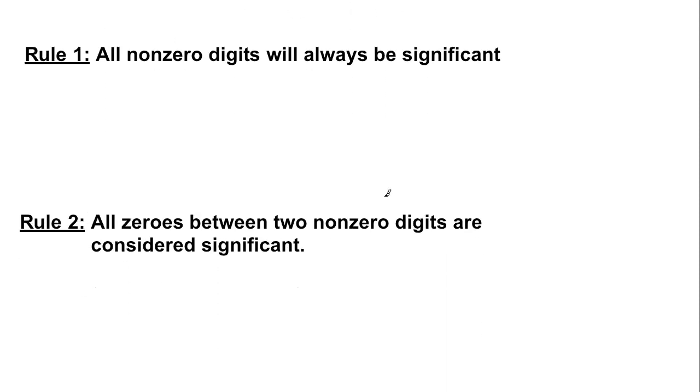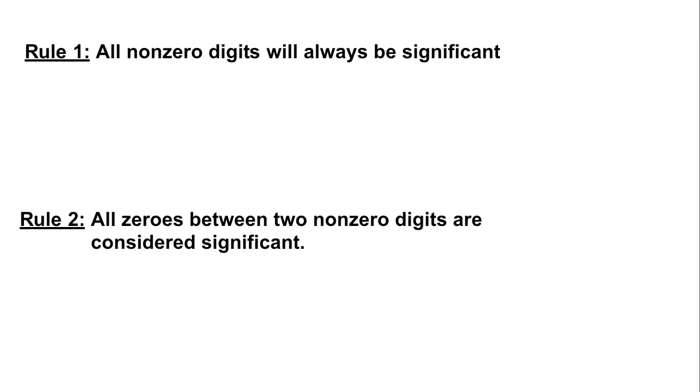All right, so let's go ahead and start talking about the rules here. Rule number 1 is that all non-zero digits will always be significant. This is an easy rule. It's not one that is overcomplicated, right? So anything 1 through 9 will always be significant no matter what.